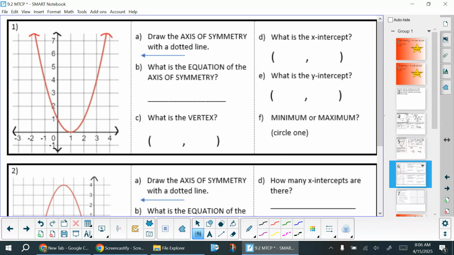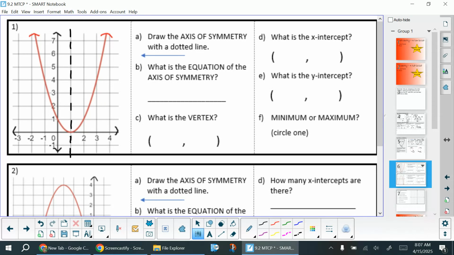Okay, so you're going to see basically 2 types of questions here. The first one is going to give you the picture of the graph and ask you a bunch of questions about it. So let's do a couple of those first. First thing it says is draw the axis of symmetry with a dotted line or dashed line. We just need to know that it goes right through the middle, right through the vertex, like this.